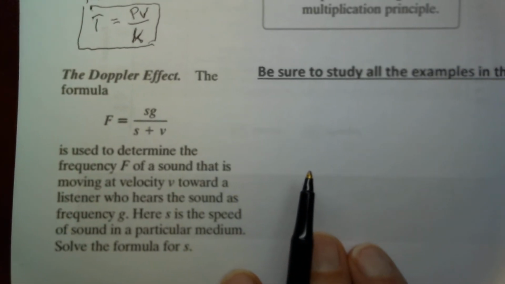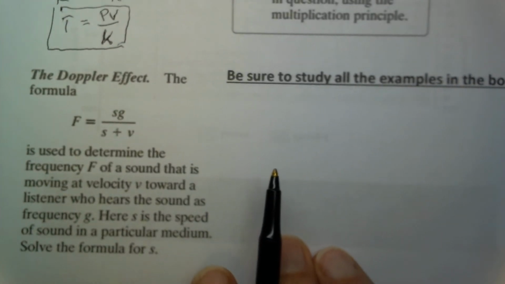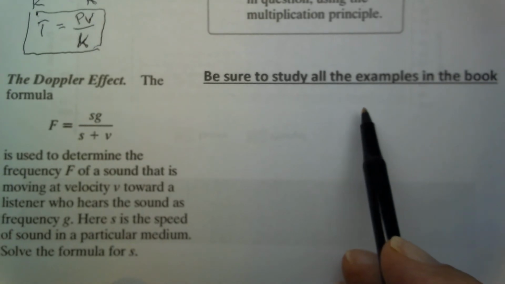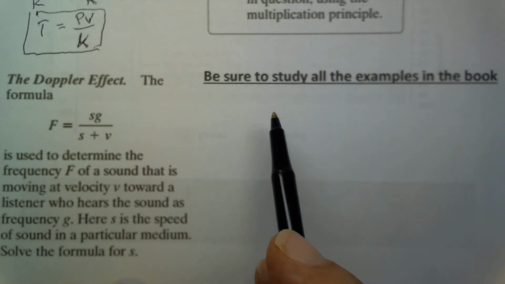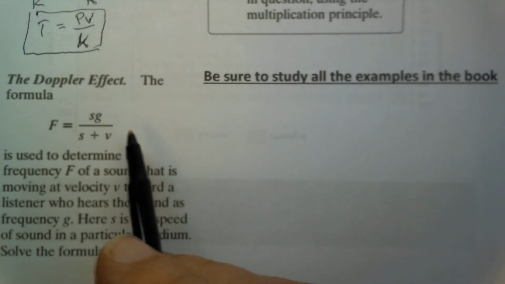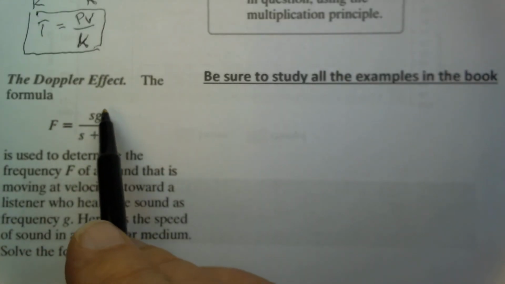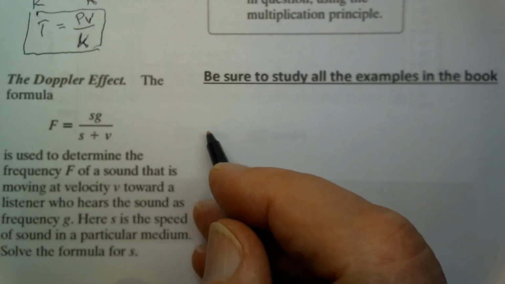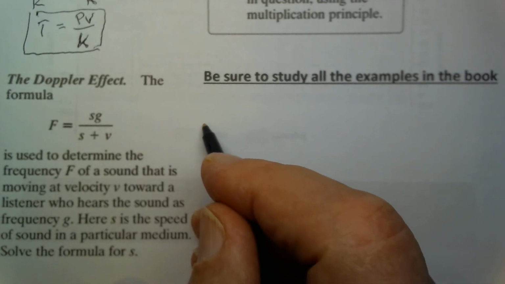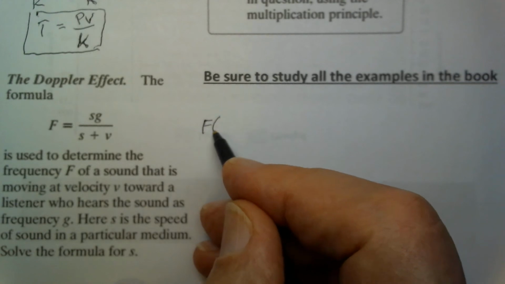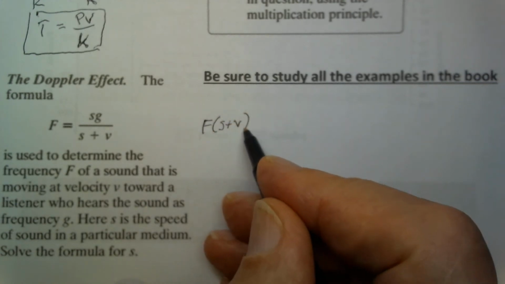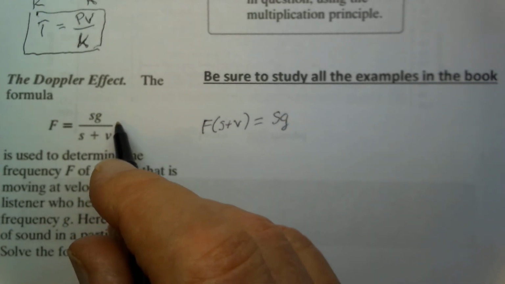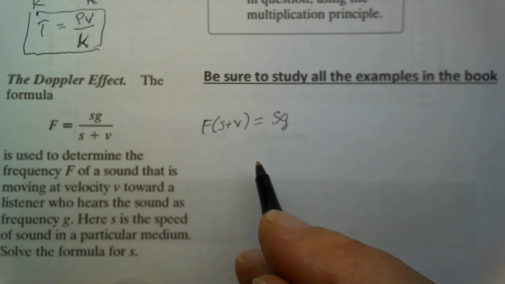And before I forget, I want to point out, be sure to study all the examples in the book. They have a lot of examples of how to solve for a particular letter in a formula, so make sure you do that. Okay, so looking at this formula for f, we need to multiply both sides by the denominator, s plus v. So then, on the left side, f times s plus v equals s times g, because when we multiply by s plus v on the right side, the denominator cancels.